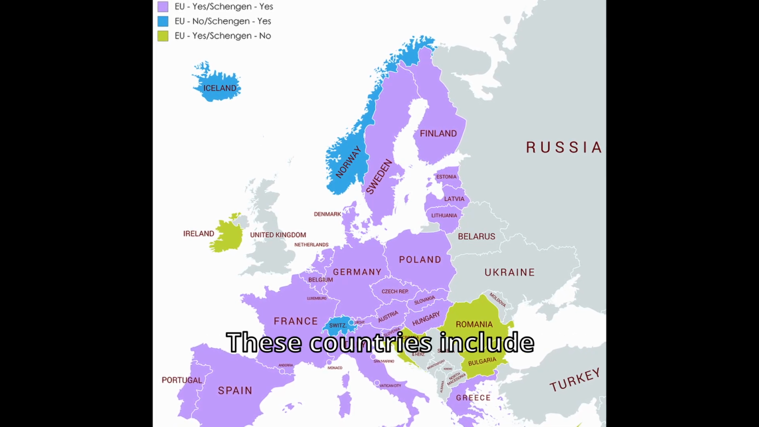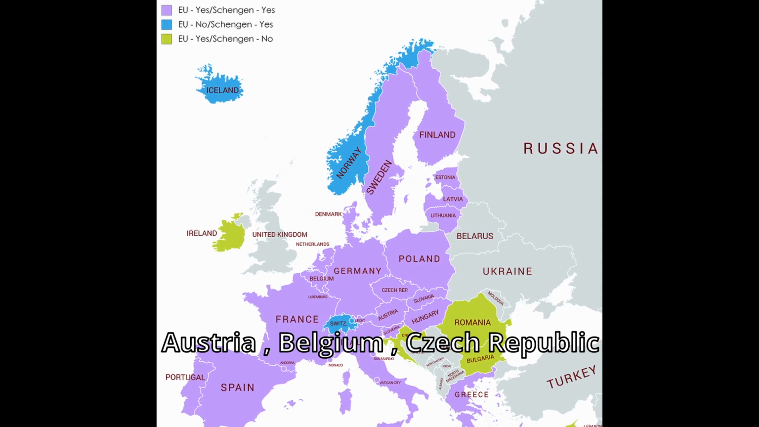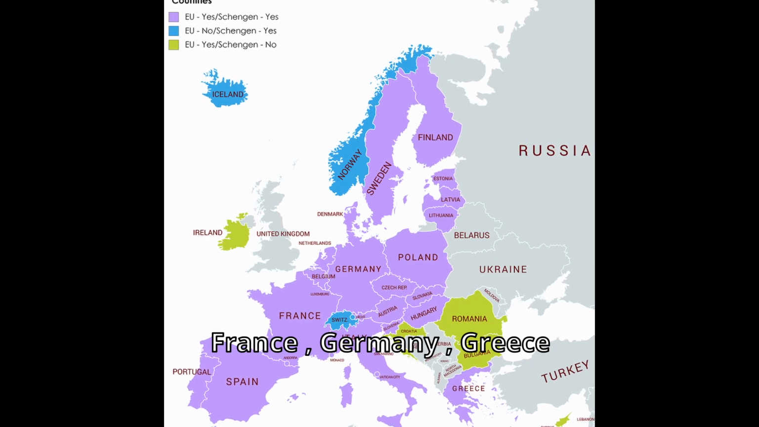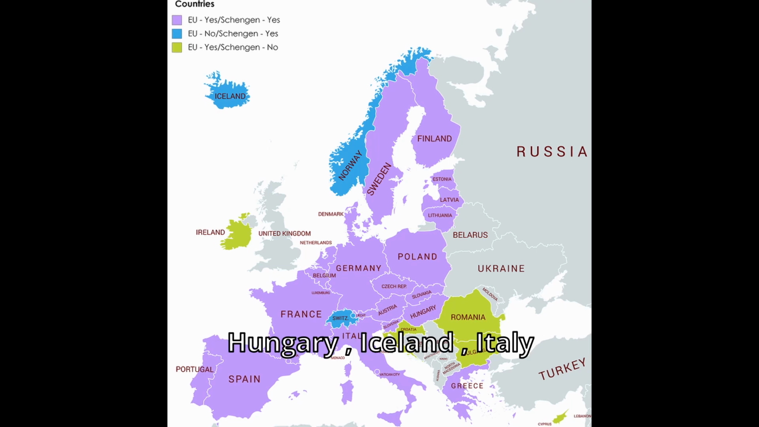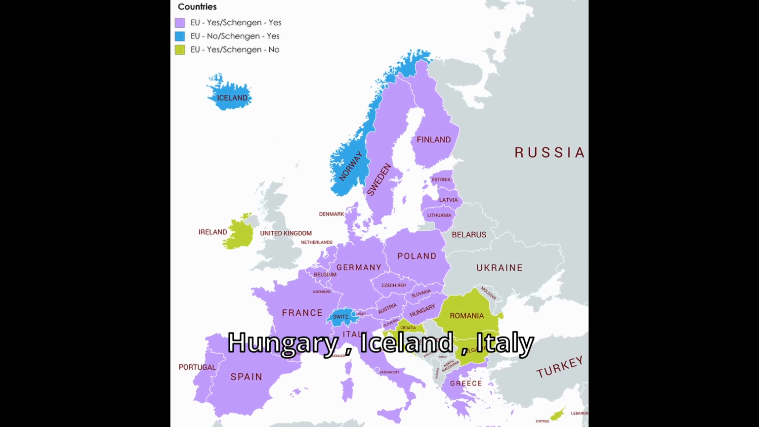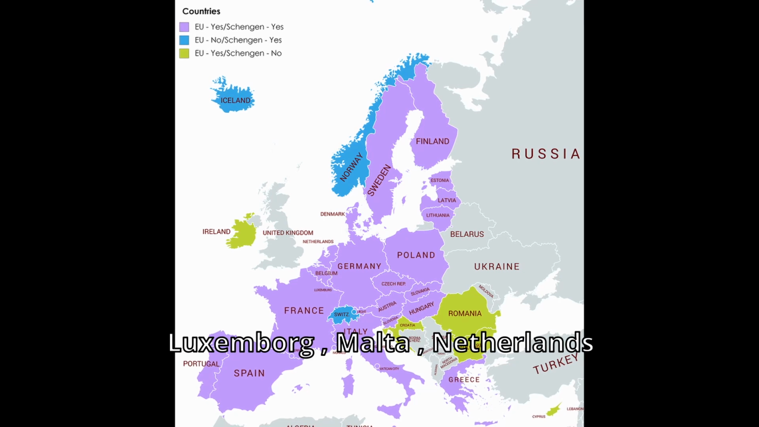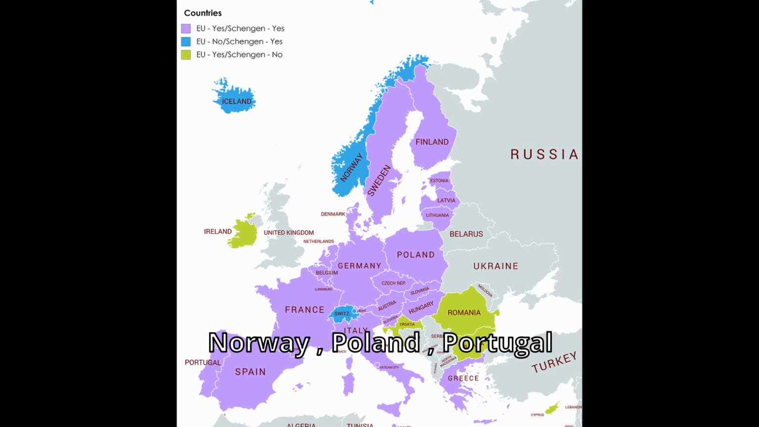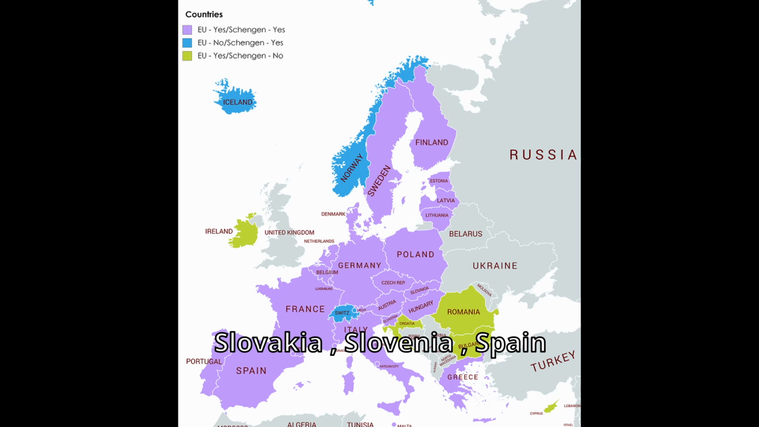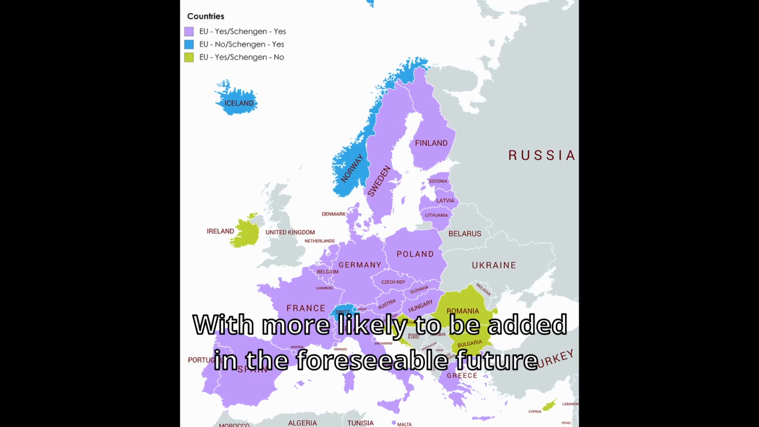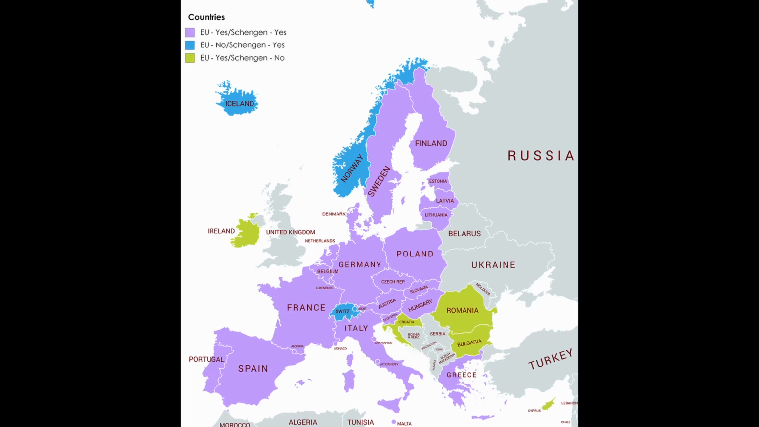These countries include Austria, Belgium, Czech Republic, Denmark, Estonia, Finland, France, Germany, Greece, Hungary, Iceland, Italy, Latvia, Liechtenstein, Lithuania, Luxembourg, Malta, Netherlands, Norway, Poland, Portugal, Slovakia, Slovenia, Spain, Sweden, Switzerland, with more likely to be added in the foreseeable future, such as Bulgaria, Croatia, Romania, and Cyprus.